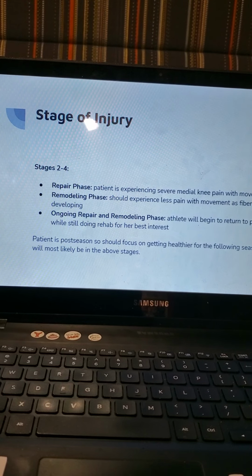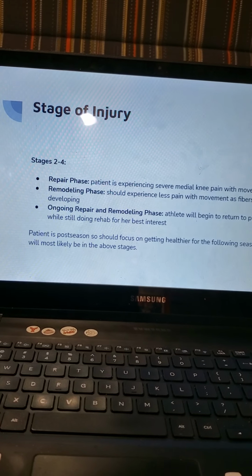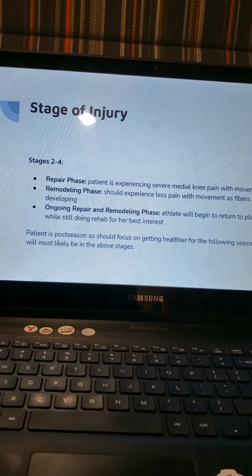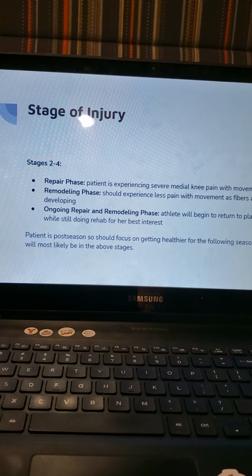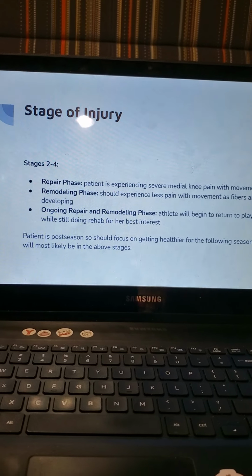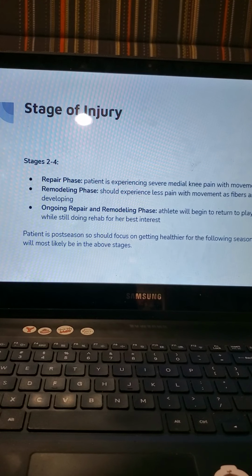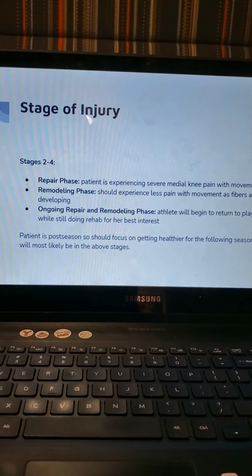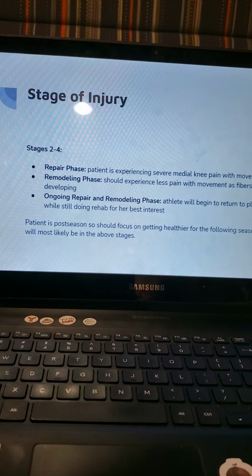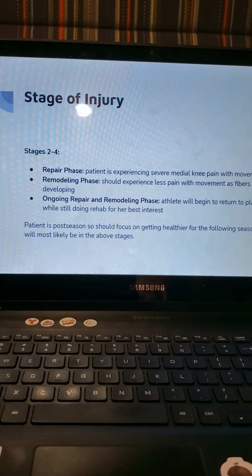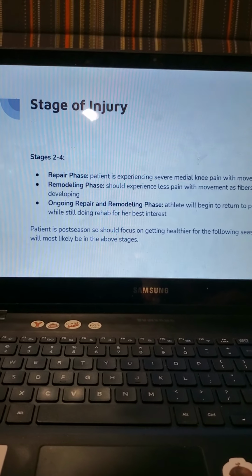And then finally, the final stage is the ongoing repair and remodeling phase, which intends for the athlete to begin returning back to play, but she is also doing rehab for her best interest and to limit the possibility of her patellofemoral pain syndrome increasing again. So the main goal, since the patient is postseason, is to focus on getting healthier, and this is why we chose these stages.